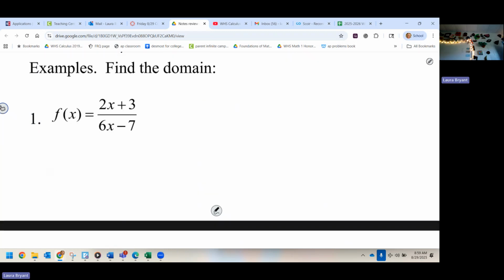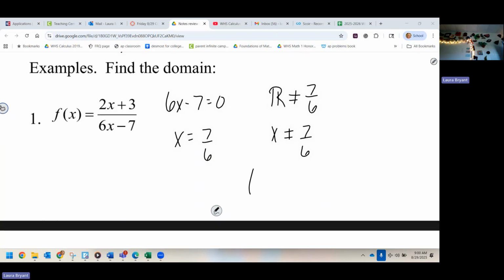Okay, so examples, find the domain. Okay, so I look for fraction, square root, logarithm. This one's a fraction. So because it's a fraction, I can't divide by 0. So I take the denominator and I get 7/6. That's the one number that will make this not work. So my domain could be written like this: real numbers not equal to 7/6. Or you could say x not equal to 7/6.